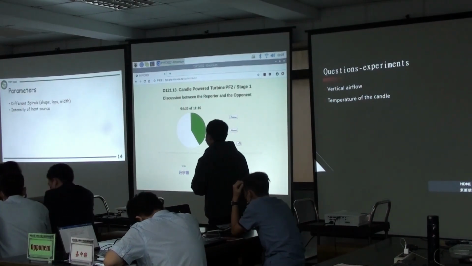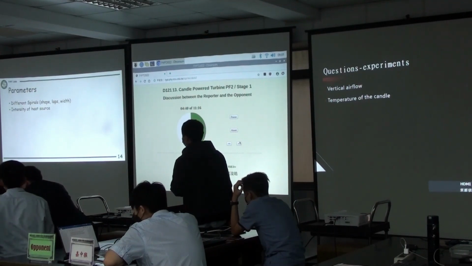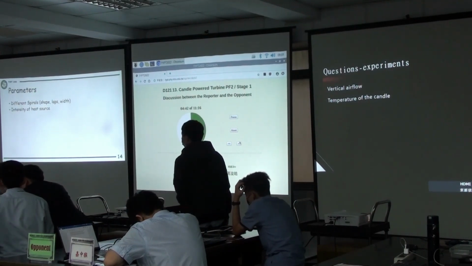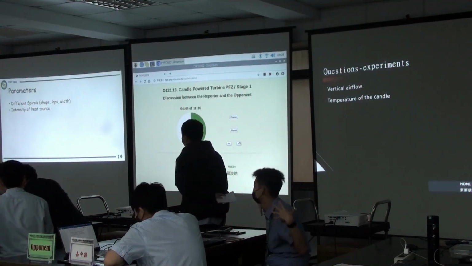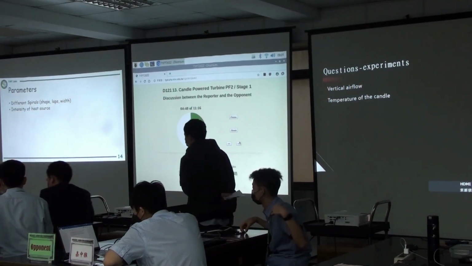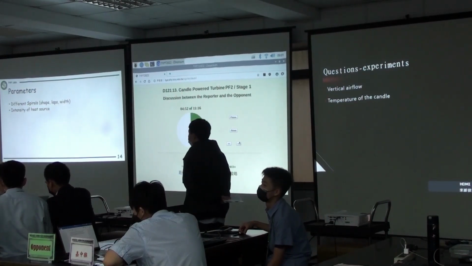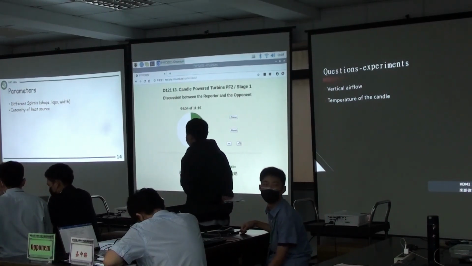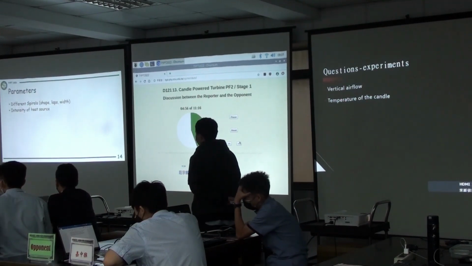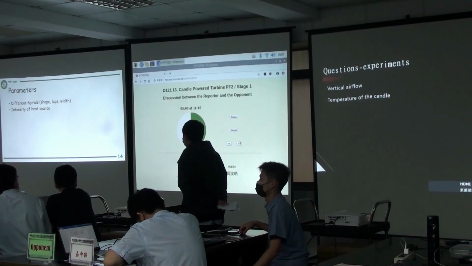So perhaps you were wondering about my parameters while I did this, and about what kind of materials I use, because I only use paper. If we use thick paper or thin paper, we think that will also affect this experiment.